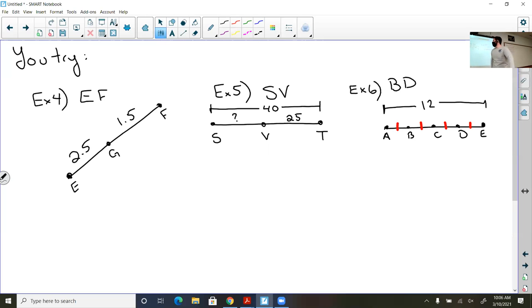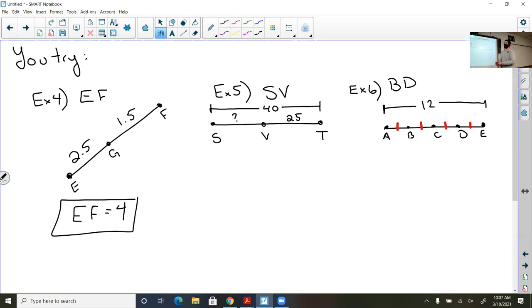All right. Let's see how you did. All right, so the first one we're trying to find EF. So this is the one where we have the two segments. We can add them together, and the answer is going to be just 4, because 2.5 plus 1.5 is 4.